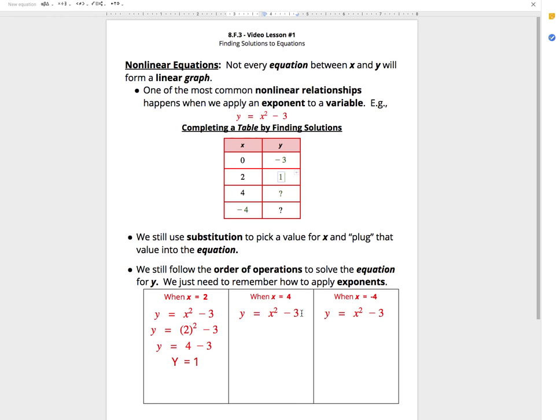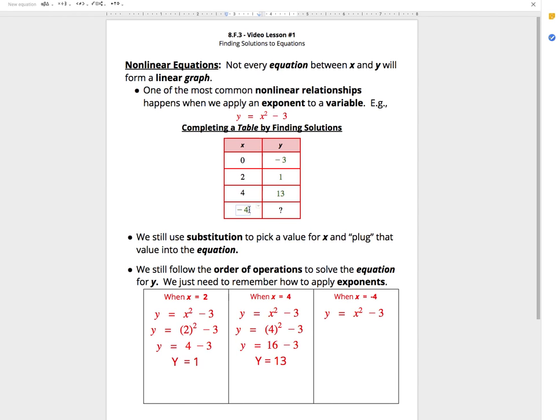Similarly, we could plug the 4 in for x and figure out what y value we would need. Again, the first operation we would perform is the exponent, 4 squared, and we know that 4 times 4 leaves us with 16. 16 minus 3 leaves us with 13, so if x is equal to 4, then y has to be equal to 13.